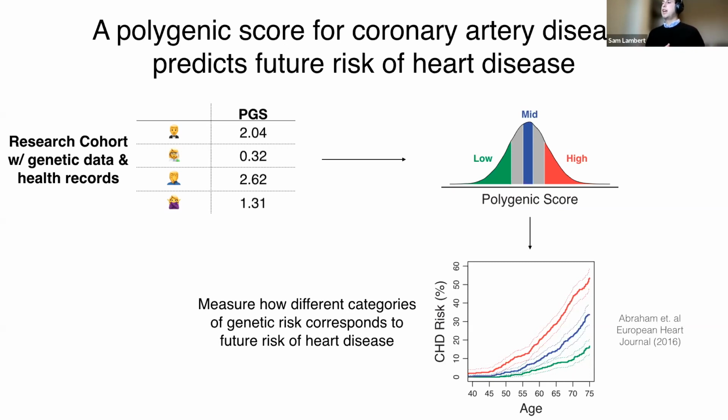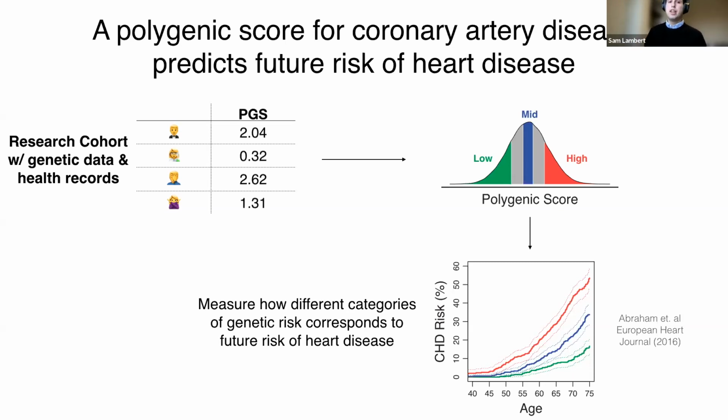On the x-axis of the graph is the age at which we're studying the people, and on the y-axis is how many people at that age have had a heart attack or coronary heart disease. The colors are the buckets of genetic risk. So you can see that the people who have the highest genetic risk have higher incidence of heart disease events over time.